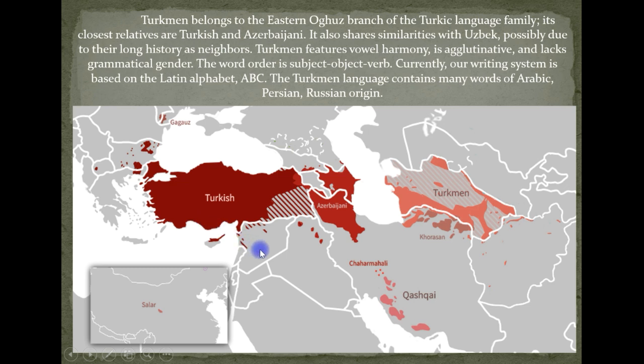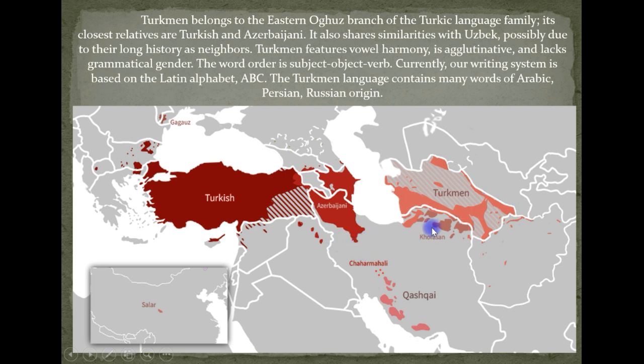So let's talk about the language. Turkmen belongs to the Eastern Oghuz Branch of the Turkic languages, as well as Azerbaijani and Turkish. Here, the word order is subject-object-verb. Currently, our writing system is based on the Latin alphabet, ABC, more or less the same as Turkish and Azerbaijani. But before, we used the Cyrillic alphabet, and before the Cyrillic, we used the Arabic script.